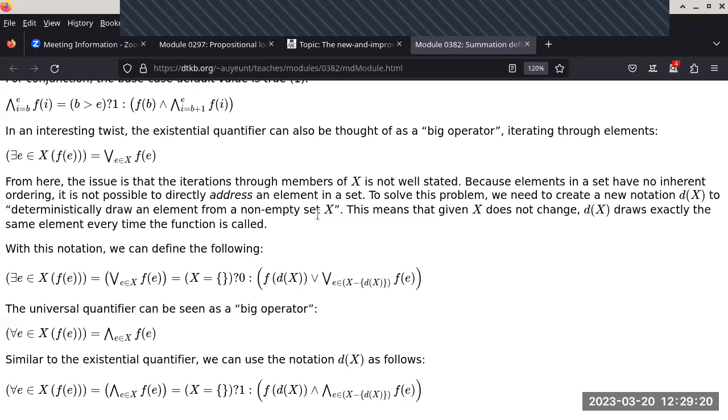And we don't even care which element it picks, because the way we're going to use D of X makes it irrelevant to even have to know which one it is going to pick out of X. We just have to know that it picks the same element out of X every single time. Are we still doing okay so far with this D of X? All right. So now we have this notation here.